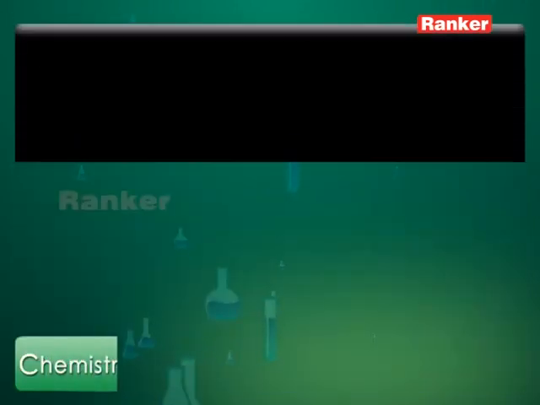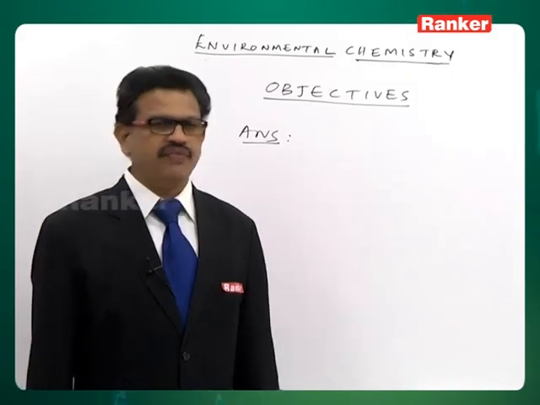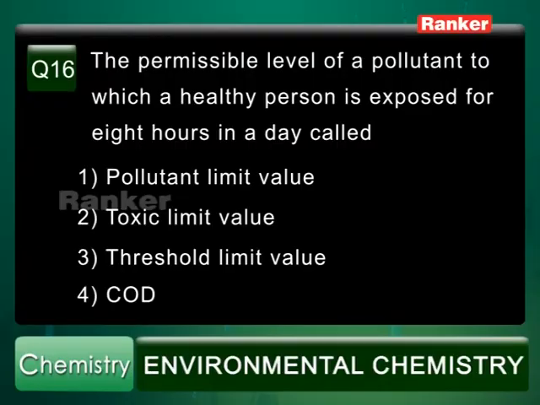Question number 16. The permissible level of pollutant to which a healthy person is exposed for 8 hours in a day is called. Option 1, pollutant limit value. Option 2, toxic limit value. Option 3, threshold limit value. Option 4, chemical oxygen demand. It is nothing but the definition of threshold limit value. So we can go for option 3.